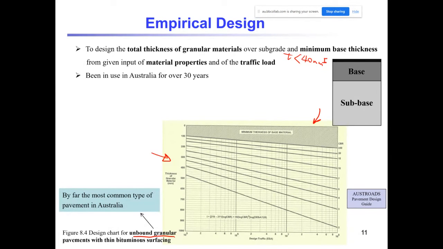This chart has been developed over 30 years ago, so for a long time it has been used in practice for the design of roads, and it is based on historical observations of in-service pavement and field trials. So there is one empirical equation, and this chart is based on that empirical equation. You can simply use that one to design the unbound granular pavements.